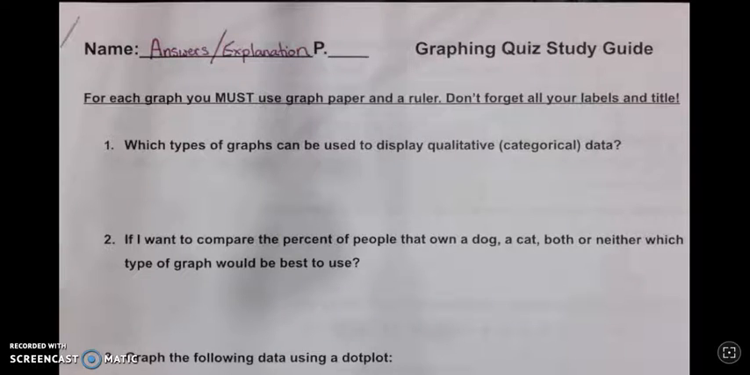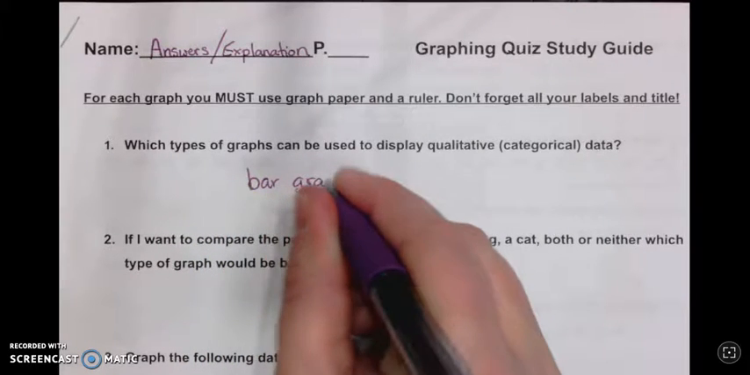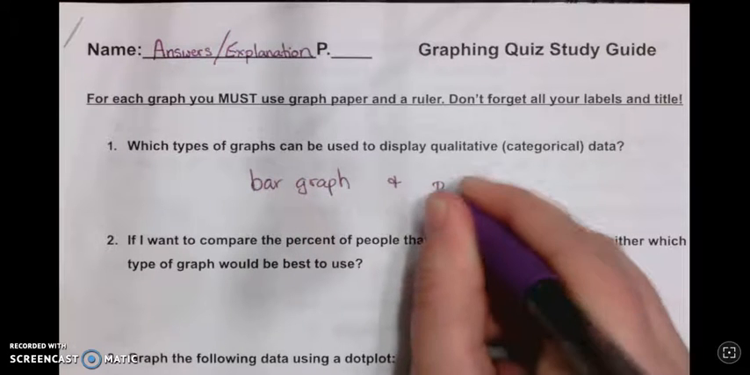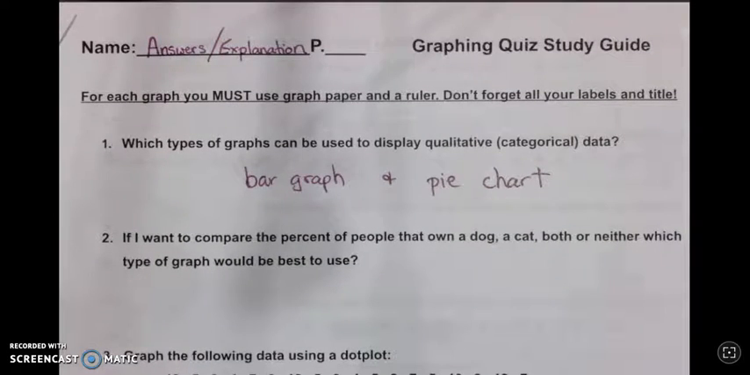So for number 1, which types of graphs can be used to display qualitative or categorical data? There's only 2 kinds. So it's going to be a bar graph and a pie chart. Those are the 2 ways to display qualitative data.